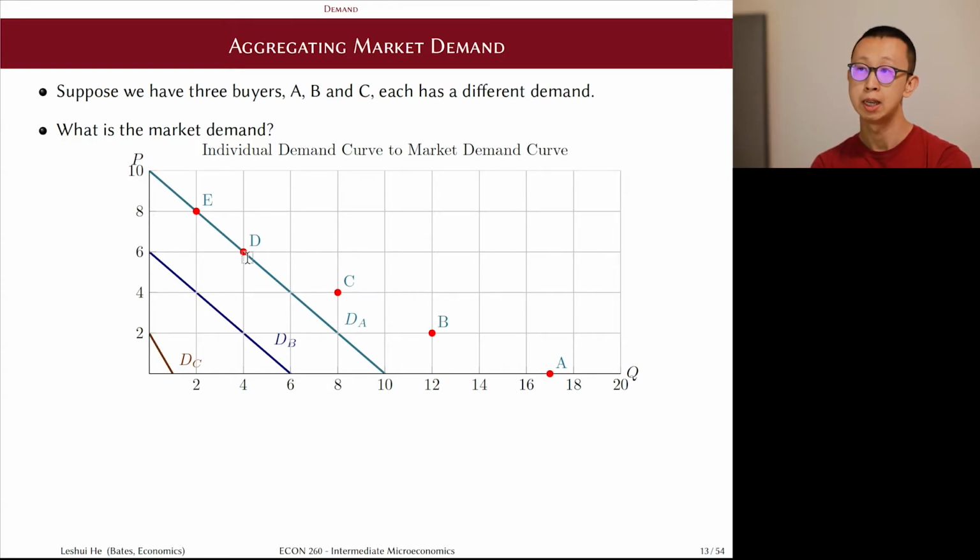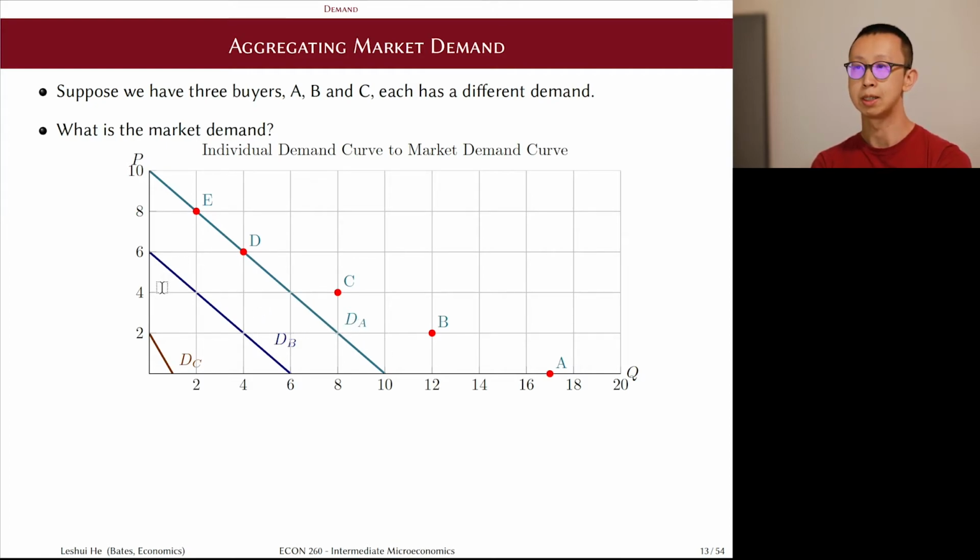And similarly, at a price equal to $6, only consumer A is buying. Consumer B is just about to kick in, but the quantity demanded for B is still 0 here. Of course, it's 0 for C, so the market demand is still only 4 units when the price is at $6. But once the price becomes lower than $6, consumer B starts to consume.